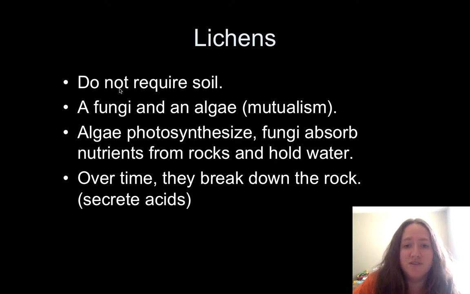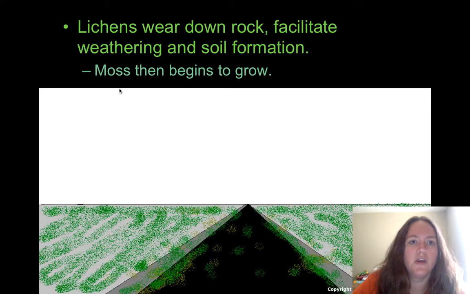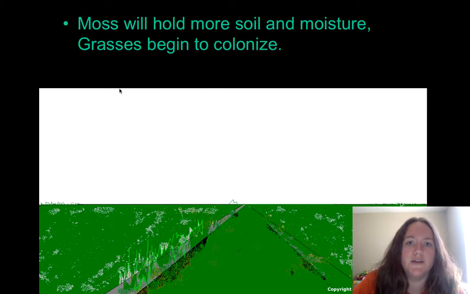The algae photosynthesize and the fungi absorb the nutrients from rocks and hold water. Over time, they're going to be able to break down rock and secrete acids that will facilitate physical weathering. So we come back here, we've got lichens wearing down the rock. Now that the rock has been worn down and you're starting to form soil, you can have moss grow. Moss is able to hold a lot of moisture so that grasses will now be able to colonize your area.